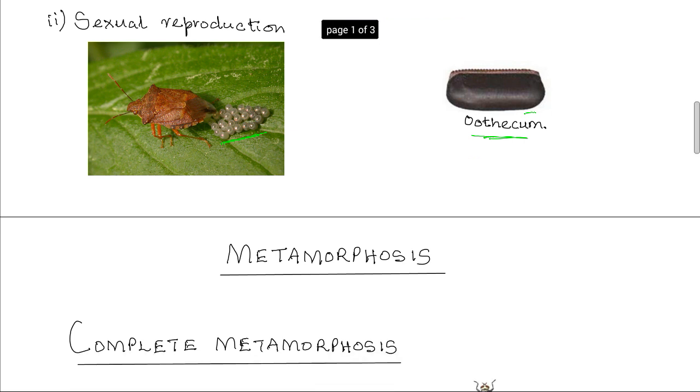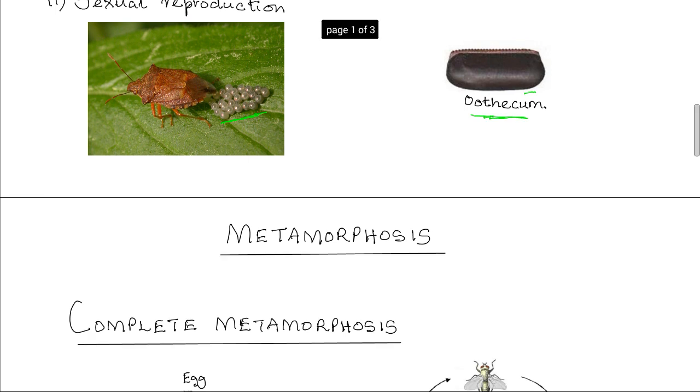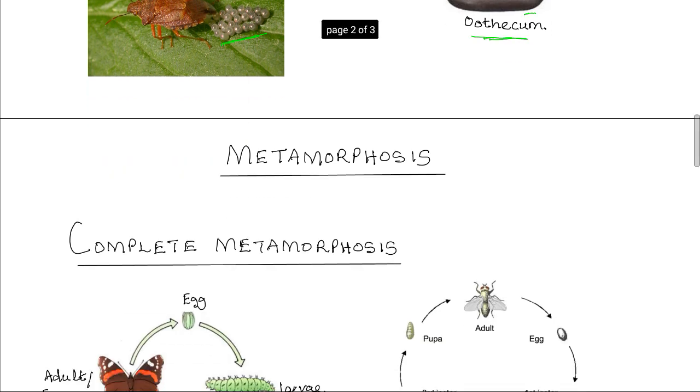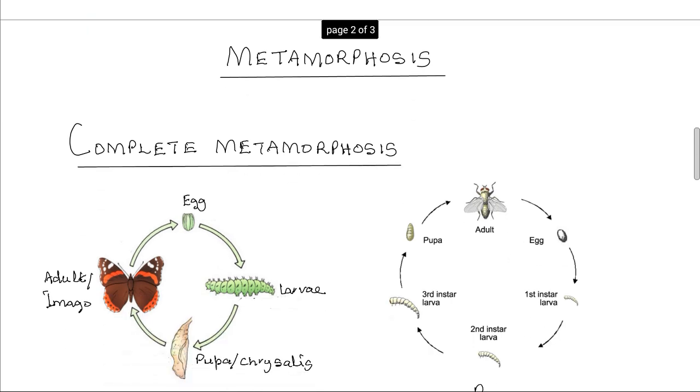There are two forms of metamorphosis in insects. The first one is known as complete metamorphosis. Complete metamorphosis involves four stages. There is the egg, where the embryo develops, the larva, the pupa, and the adult or imago.